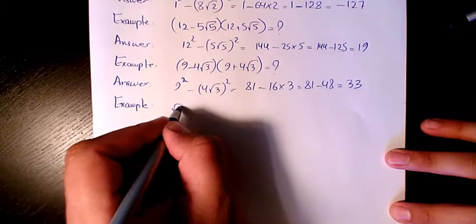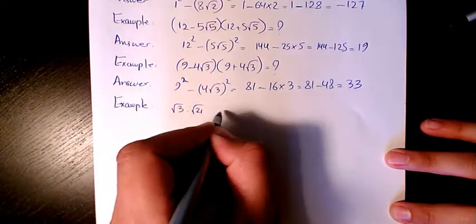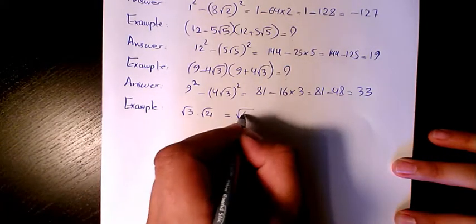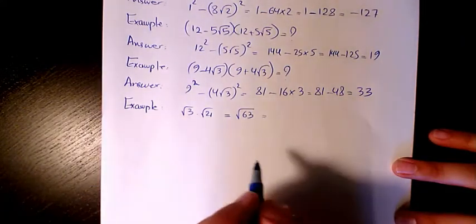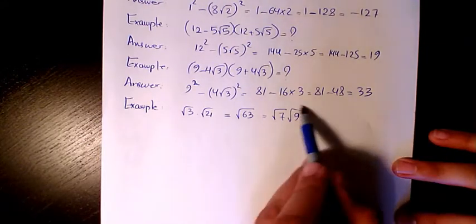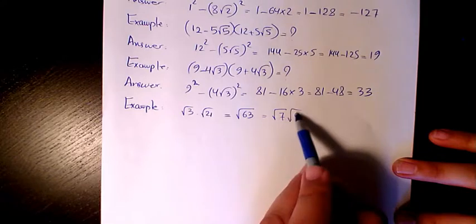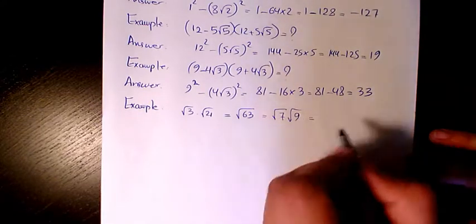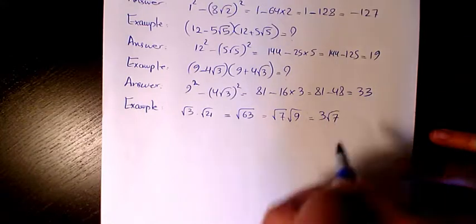Next example is root 3 times root 21, which is going to be root 63, and root 63 is root 7 times root 9. We need to take out one perfect square here, which is root 9. So root 9 is 3, so it's going to be 3 root 7.